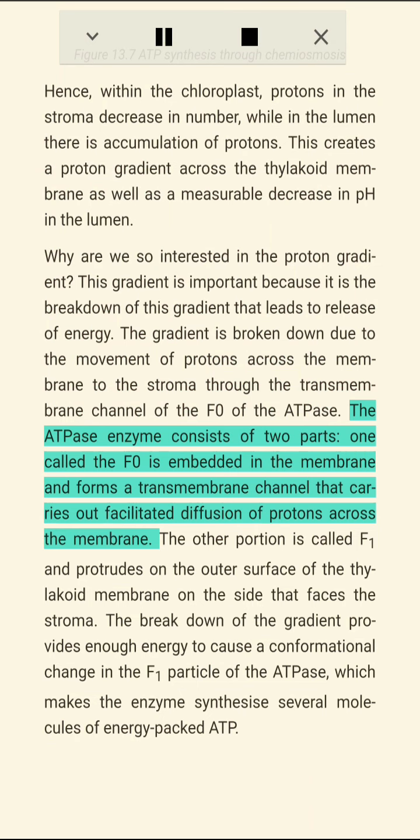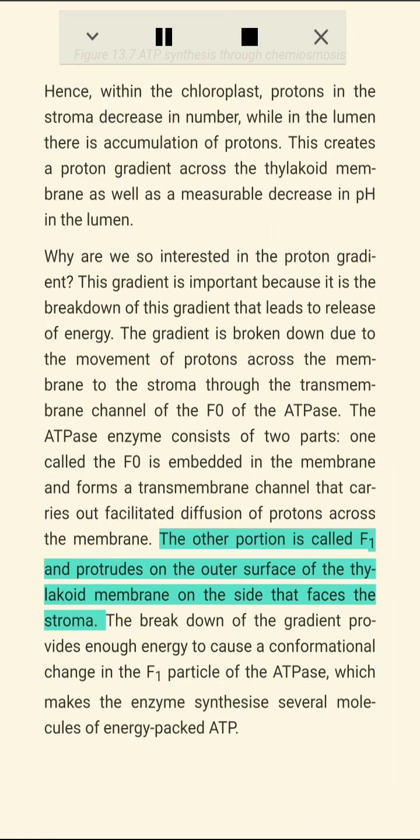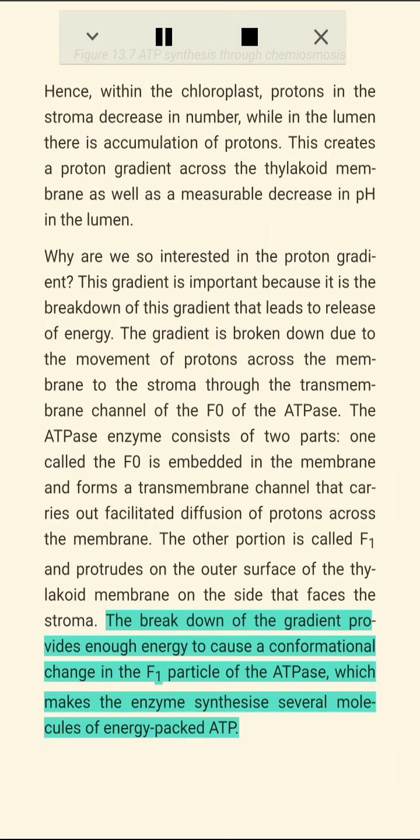The ATPase enzyme consists of two parts. One called the F0 is embedded in the membrane and forms a transmembrane channel that carries out facilitated diffusion of protons across the membrane. The other portion is called F1 and protrudes on the outer surface of the thylakoid membrane on the side that faces the stroma. The breakdown of the gradient provides enough energy to cause a conformational change in the F1 particle of the ATPase, which makes the enzyme synthesize several molecules of energy-packed ATP.